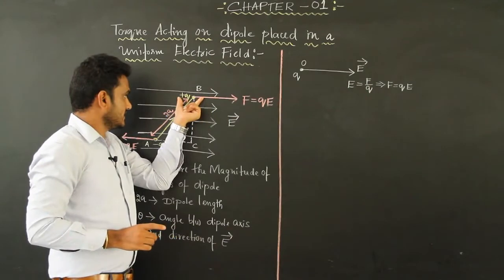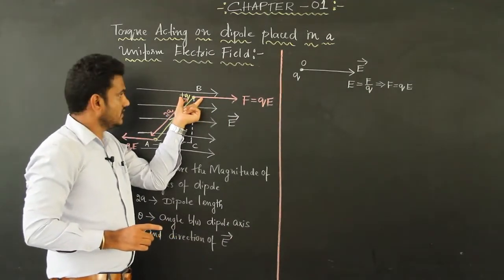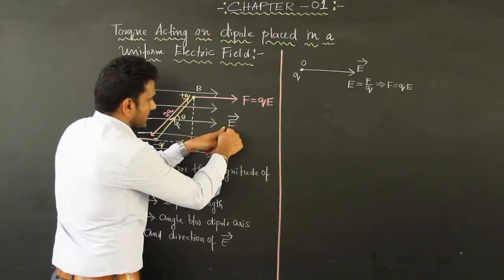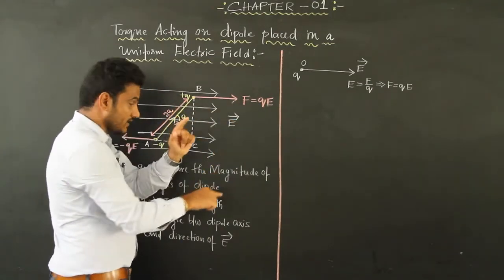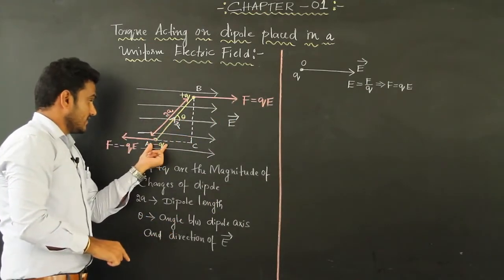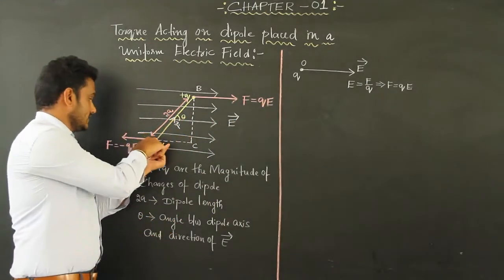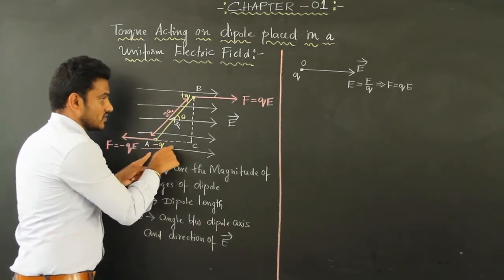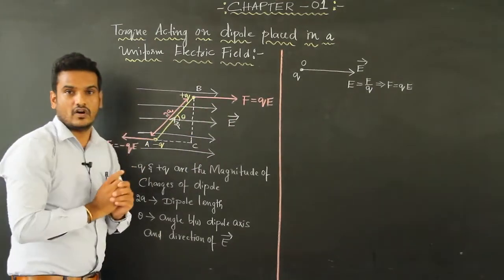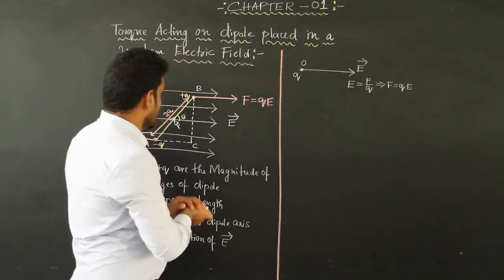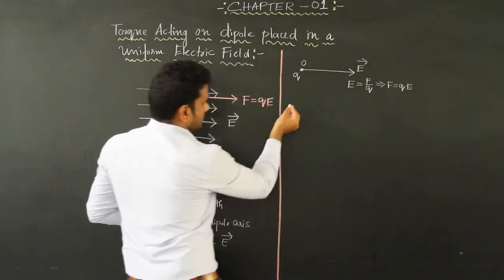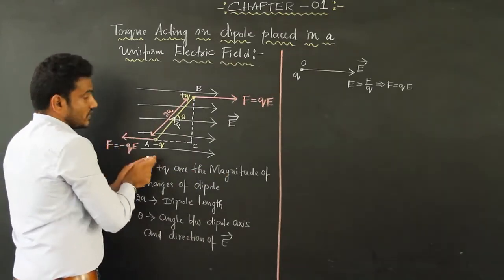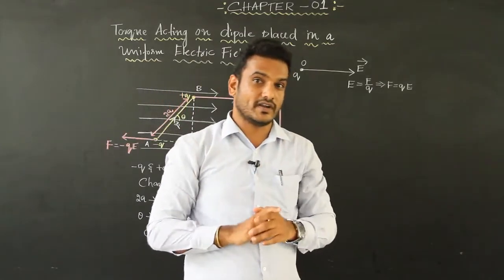The force experienced by positive charge, F is equal to QE, it is along the direction of electric field. Look at the direction. Whereas the force experienced by negative charge is F is equal to minus Q into E, opposite to the direction of electric field. So what we get, the two forces, F is equal to Q into E, F is equal to minus QE, both are equal in magnitude but opposite in direction.